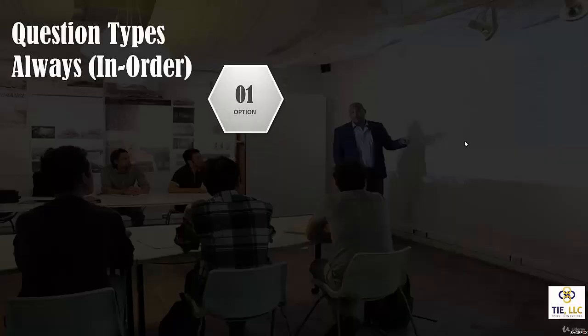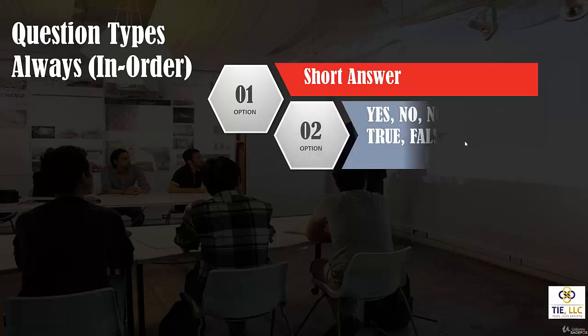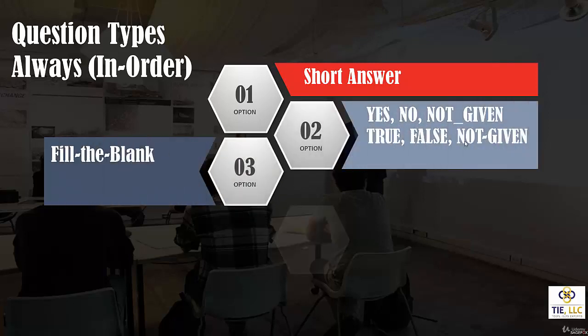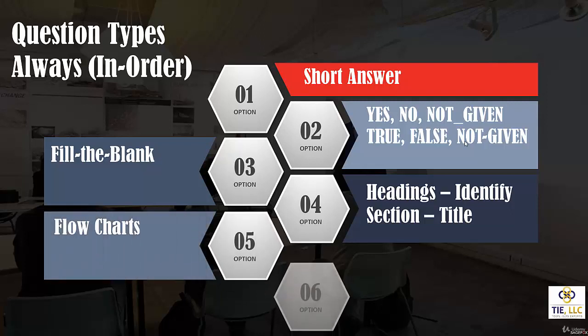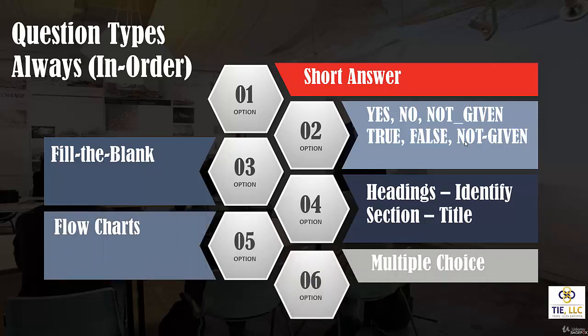Now, there are certain question types that always go in order. The short answer question, always in order. Yes, no, not given, true, false, not given, in order. The headings question goes in order, but in the general exam it is referred to as a sections question. Which section does this appear in? Which paragraph does this information appear in? That naturally just goes in order, okay?